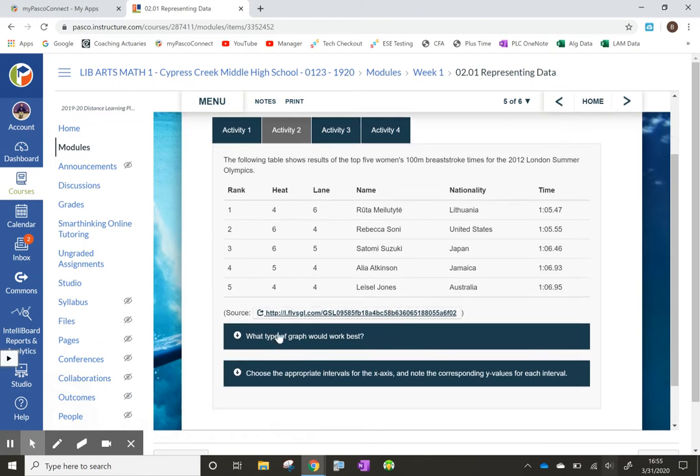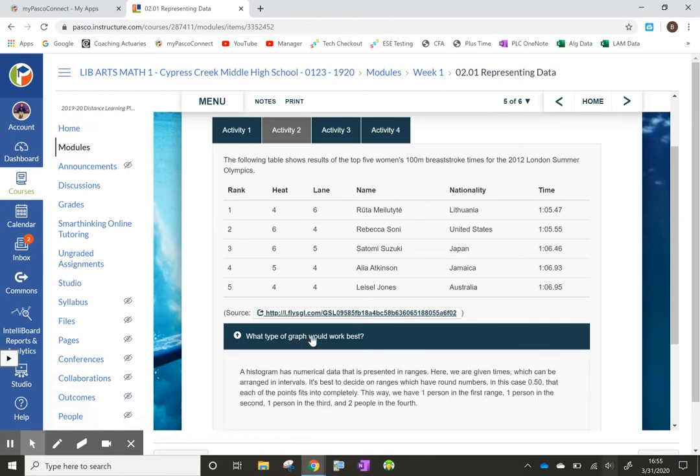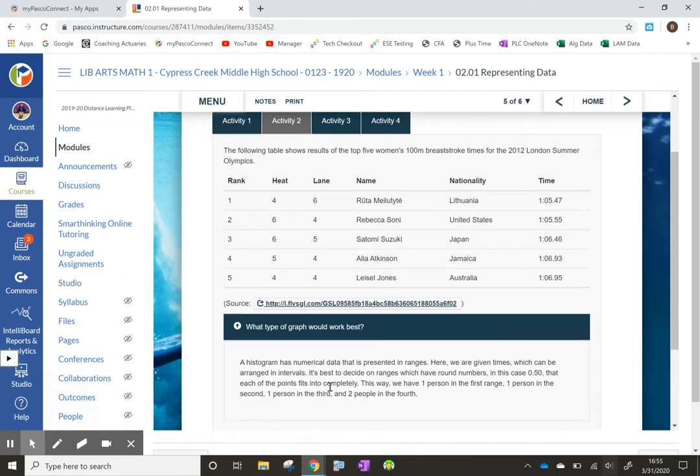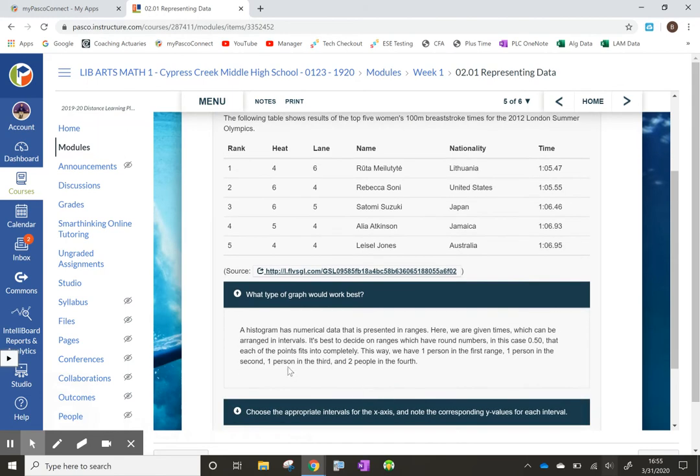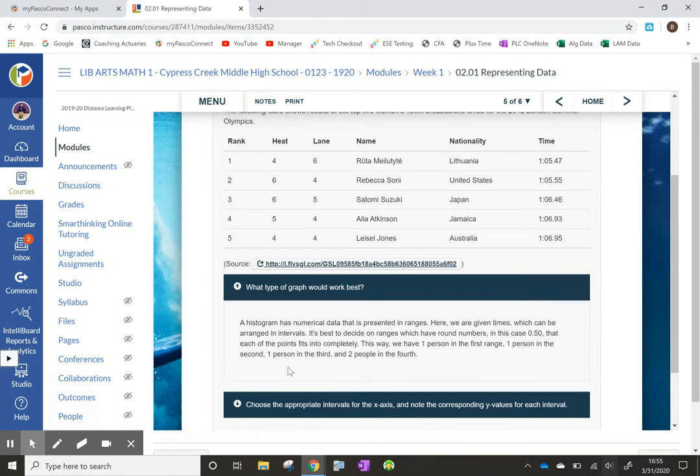So what type of graph would work best? Well, you are given a lot of different information here, right? And they say a histogram has numerical data that is presented in ranges. Here we are given times, which can be arranged in intervals. It's best to decide on ranges which have round numbers, in this case 0.5, right? So that each of the points fits into one completely. This way we have one person in the first range, one person in the second, one person in the third, and 2 people in the fourth.